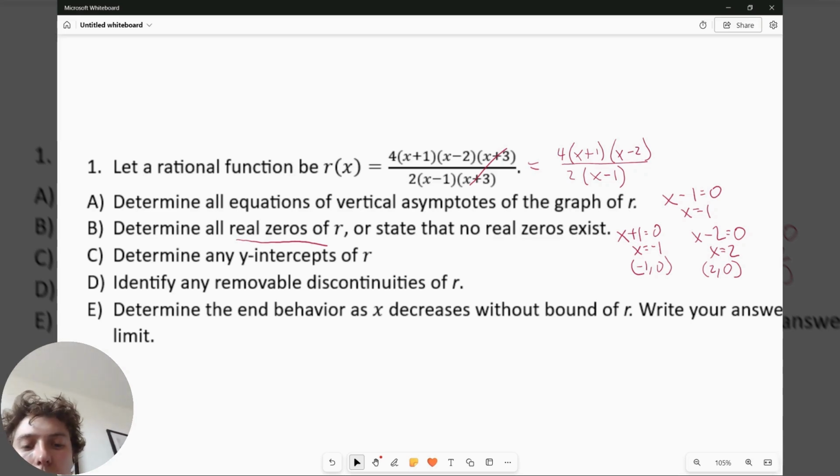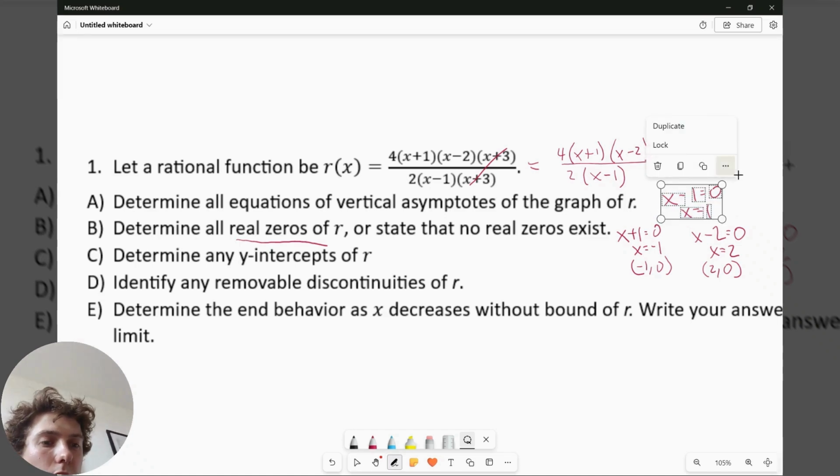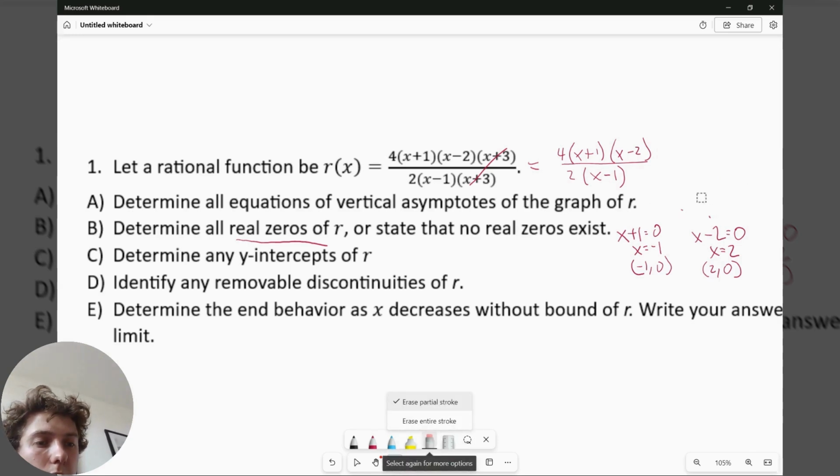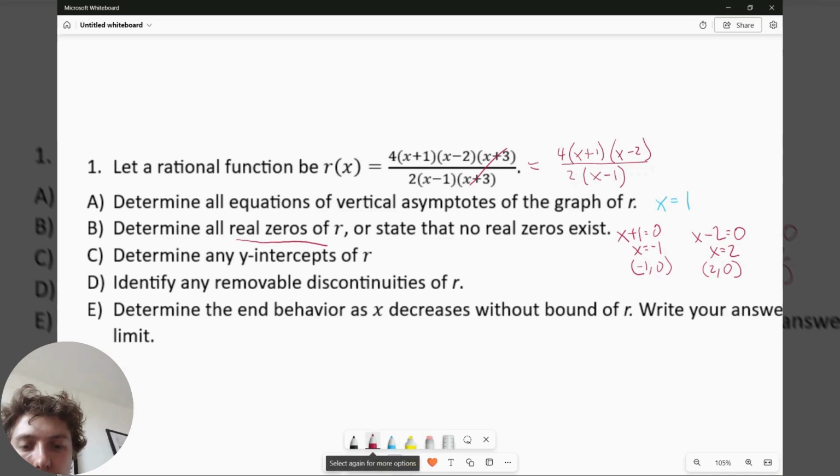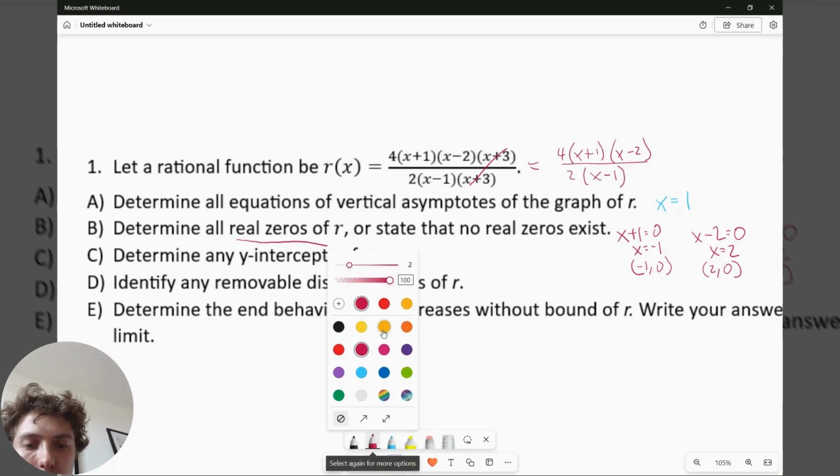For part C, what it says is we want to determine any y-intercepts of R. One second, I'm going to change the color on this first one so we can see all the different steps in here. So we said that first one was x equals 1. Okay, I'll make sure to change the color for each of these.